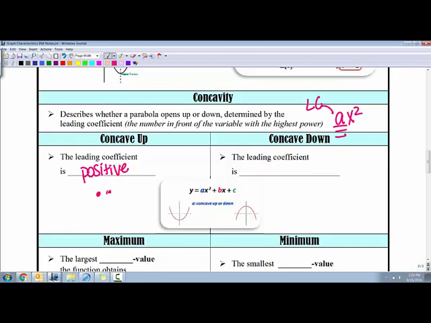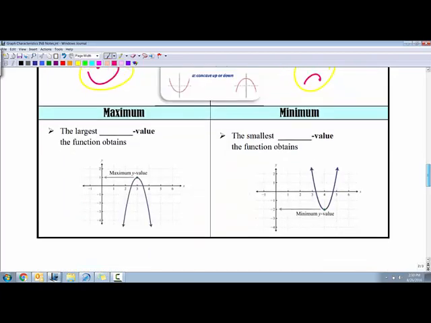Remember what I said. It's like if you're a positive person, you're most likely smiling all the time or most of the time, and you're putting a smile on other people's faces, so you're opening up. And down would be what? Negative. And when you're a negative person, you are frowning, you're not a happy person, and so you are opening down. Questions on that?